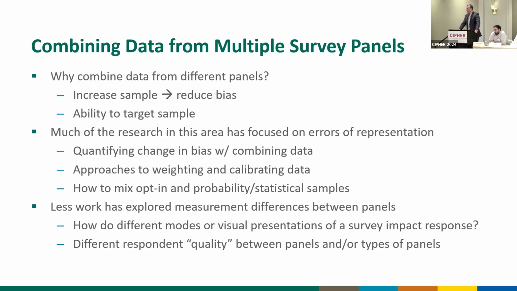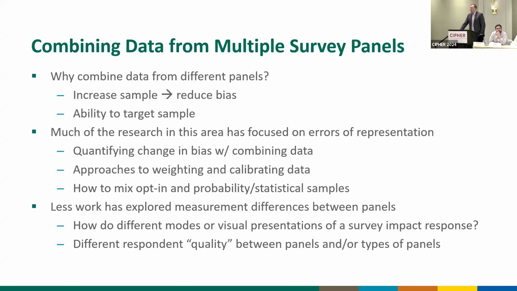and do the analysis. As I mentioned, most of the research in this area is focused on the sampling side, right? And how do we quantify the change in bias and variance when we combine this data? What are the various approaches to calibrating, weighting data, et cetera. And then what John actually talked about in the last session, right, is how do we mix opt-in and probability data. So that's all incredibly good, important research, but I think less explored has been the measurement differences between panels.